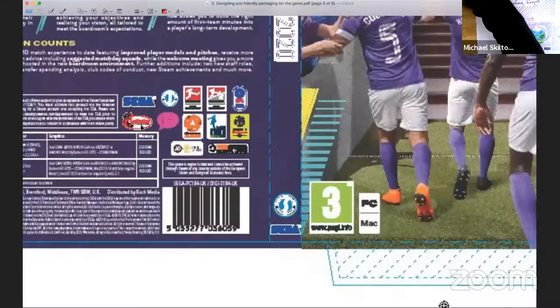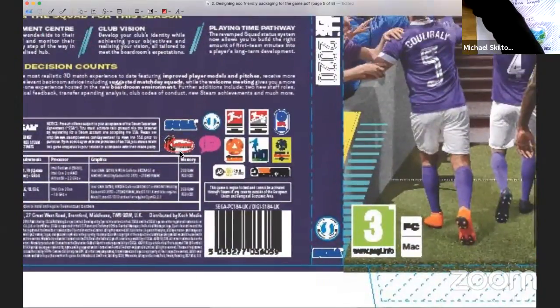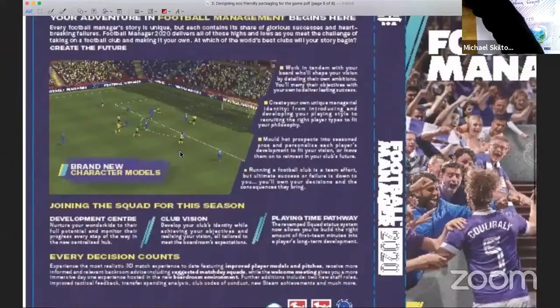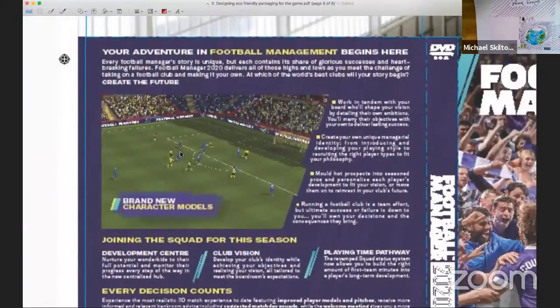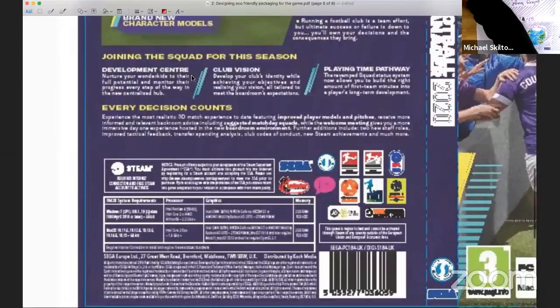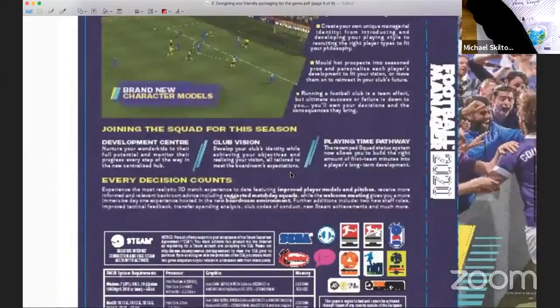But what have they done on some of our inspiration? Let's have a look at the Football Manager. I wonder where I got the idea of all this purple from. But what have they done? So they've got an image of the game and essentially a bulleted list of some of the features. Your adventure in football management begins here. Joining the squad for the season, you've got development center, club vision, playing the time pathway. Every decision counts, and then some of the more technical information I was talking about earlier on.